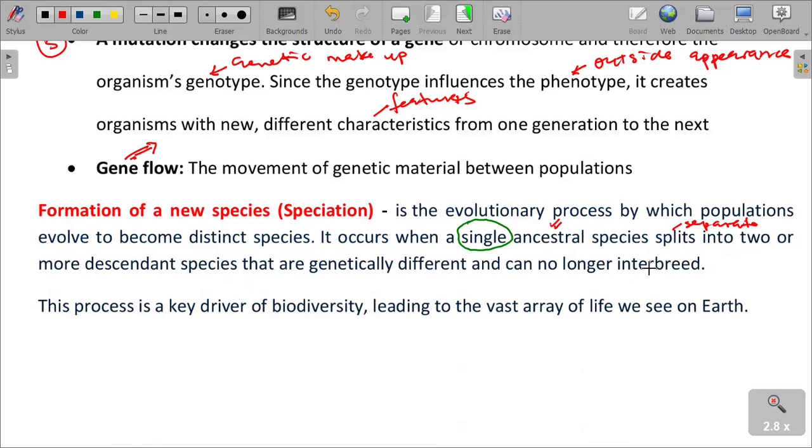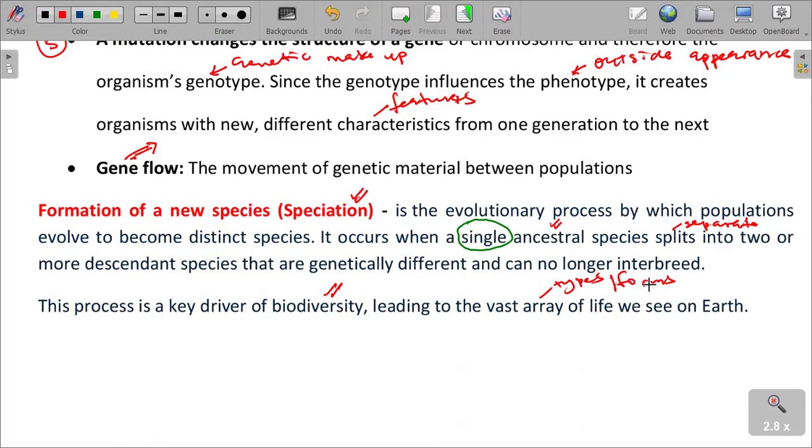So when a single population species separates into different descendant species that are genetically different and can no longer interbreed together, we understand that speciation has occurred. This process is a key driver of biodiversity, which we also talked about before, leading to the vast array of life forms that we see on Earth.